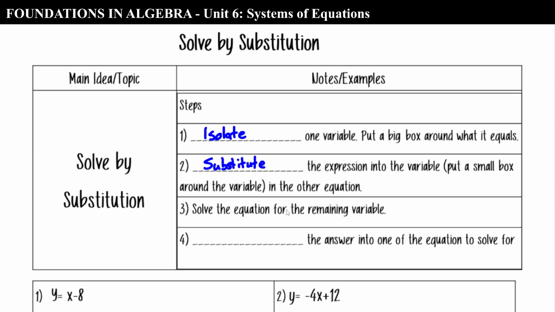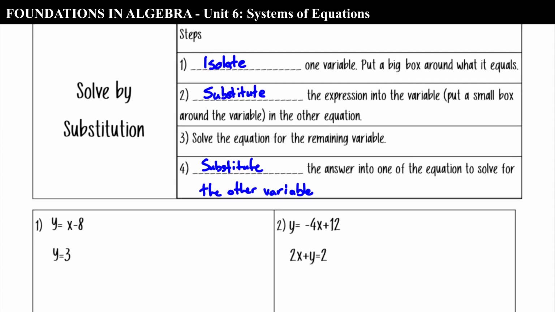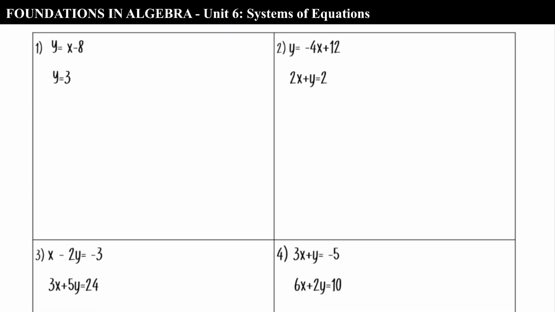Then we're going to solve the equation for the remaining variable. Then you're going to substitute the answer into one of the equations to solve for the other variable. Okay? So let's see what this looks like with a few examples.